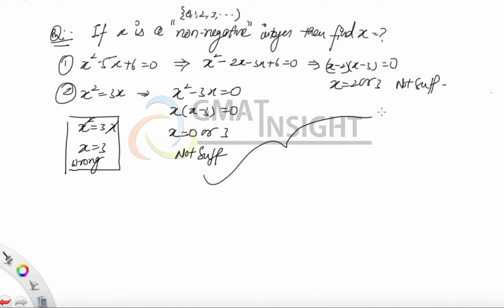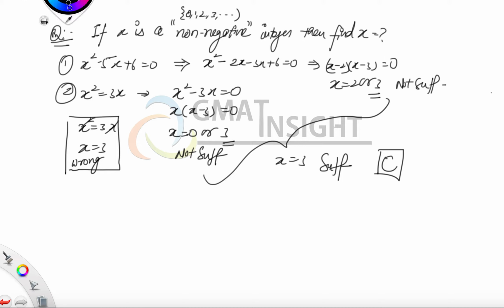And the next step is combining the two statements. When we combine the two statements, we understand that we have only one common solution, that is x equal to 3, and that makes it sufficient to answer the question. So the answer of the question becomes C option. That is where this question gets answered.